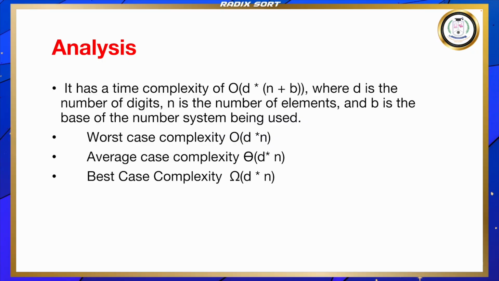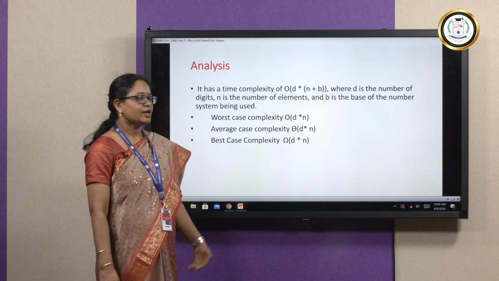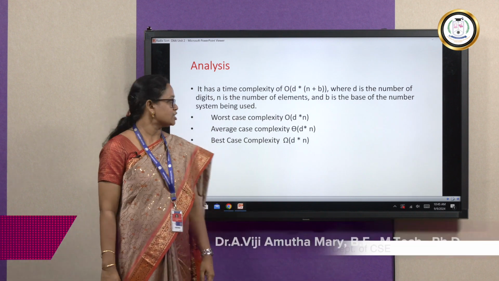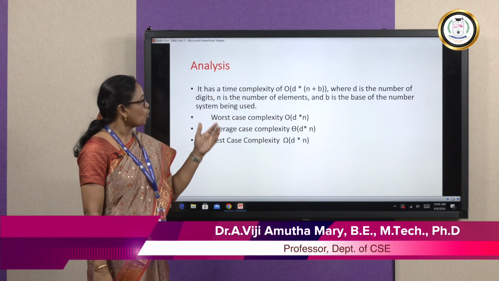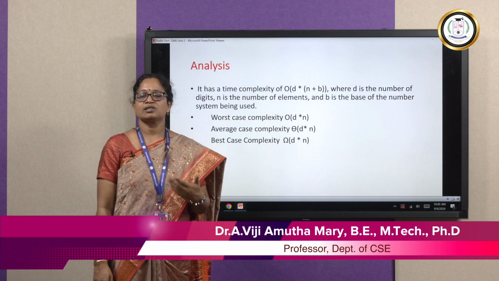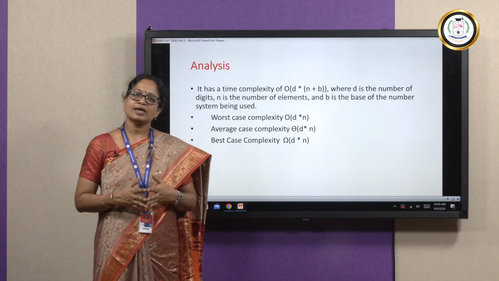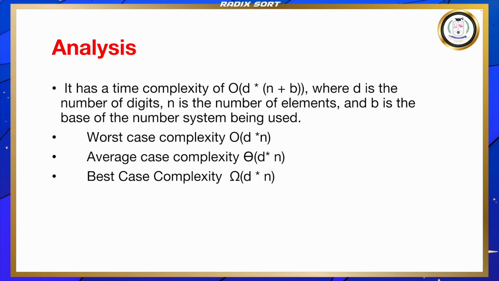So we can ignore the constant and we get the time complexity as big O of d multiplied by n, d into n. Okay, so it is also a linear time complexity. So in all the cases, worst case, best case and average case, it has the same time complexity, that is d into n. It's a linear time complexity.